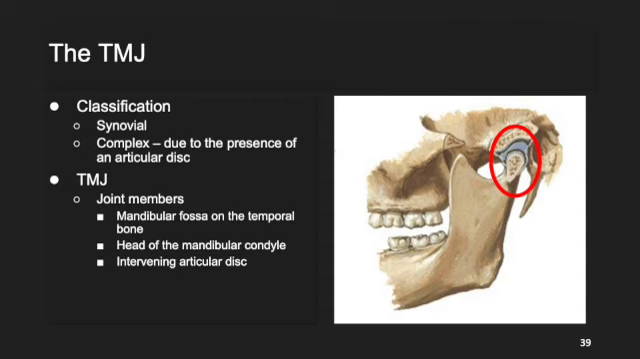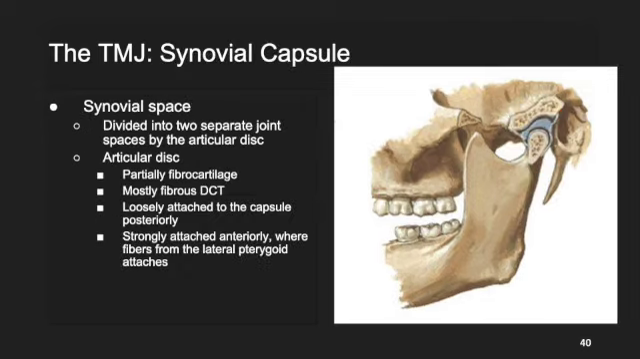This disc is a huge source of pain for people. Sometimes the disc can slip out of place, sometimes it can get inflamed. It happens a lot. So just understand that the TMJ, when you look at it from a clinical perspective, has 3 different parts. It has a mandibular part, it has a temporal part, and then it has an articulating disc in between those bones.